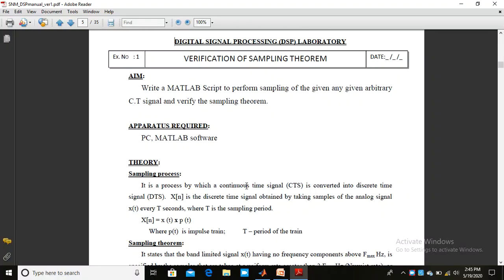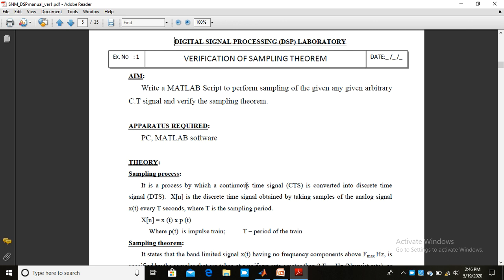Hello students. In this digital signal processing lab, the first experiment is verification of the sampling theorem. Before going to this experiment, first we will understand why we need sampling. Generally, signals are analog in nature, but the equipment we are using is digital in nature. So we have to process the signals digitally.